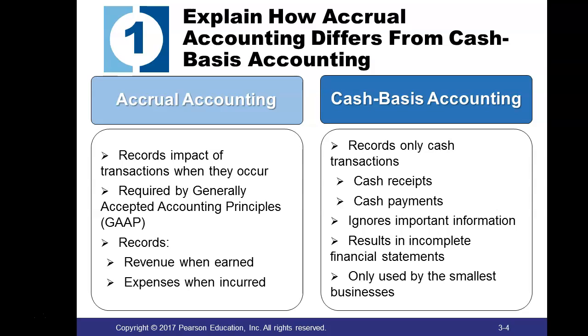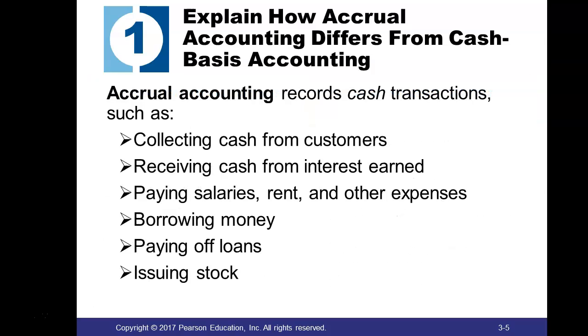So for external purposes, for purposes of providing information to external users, financial accounting in essence, we are going to be using the accrual basis of accounting. So how is it different? We are going to record transactions when we have earned it. So collecting cash from customers is not going to be when we record our transactions. We're going to record our revenue when we earn it, when we earn the money.